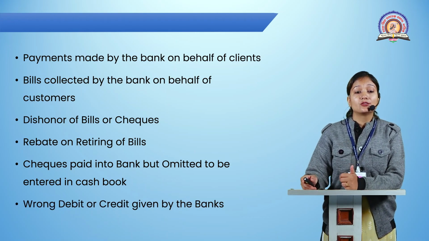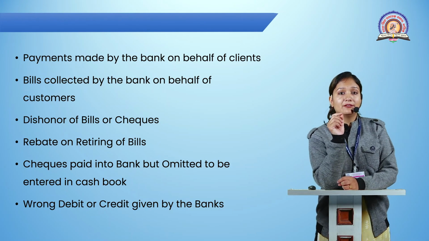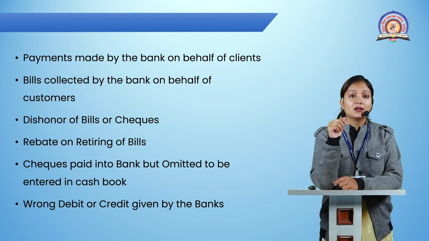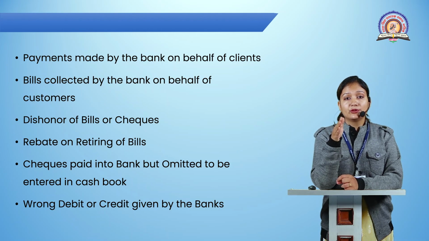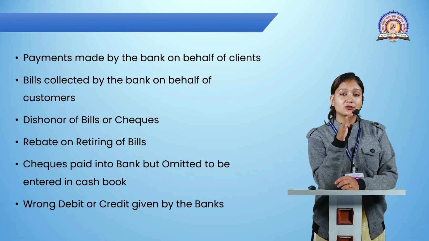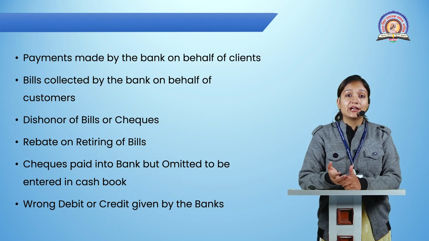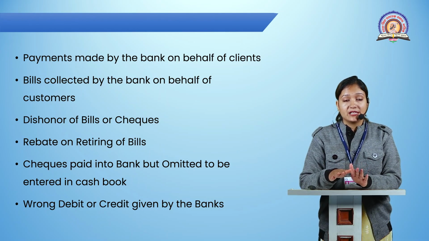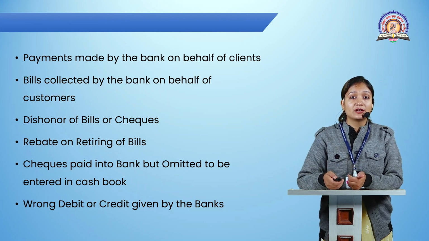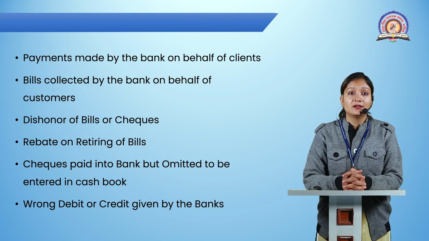And the next reason is wrong debit or credit given by the bank. For example, I have done a particular entry. I have purchased a particular machinery for a particular amount. So this amount I'm going to record in a debit and also in a credit. When the bank makes a wrong credit or a wrong debit, sometimes the cash book and passbook get mismatched, and that is the reason we have to match the passbook and cash book. These are certain reasons through which we can find out why there is a difference between passbook and cash book.